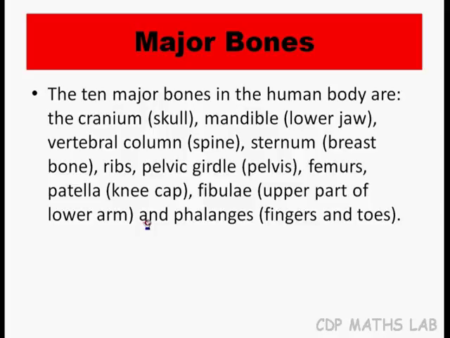One, the cranium, then you have the mandible, then you have the vertebral column, you have the sternum, which is the breastbone, you have the ribs, you have the pelvic girdle, which is the pelvis, you have the femurs, the patella, which is the kneecap, and you have the fibulae, upper part of the lower arm, and the phalanges, of course, your fingers and toes. And I'm quite sure that if you look at your fingers and your toes, you'll remember phalanges.